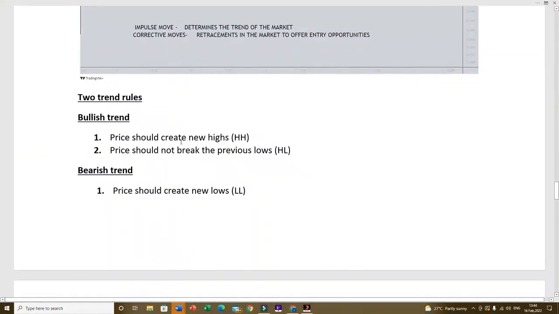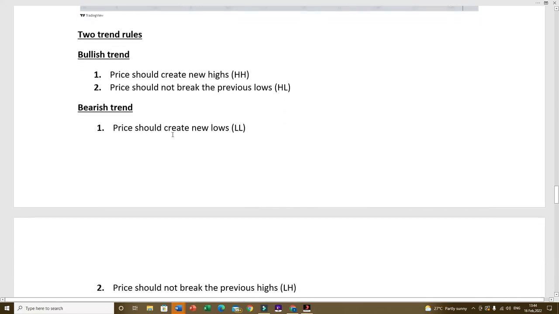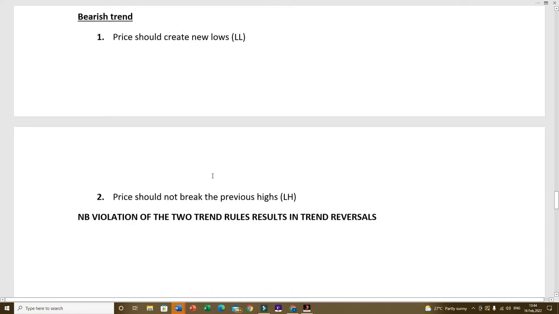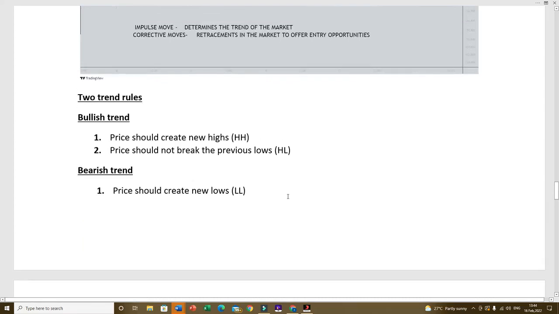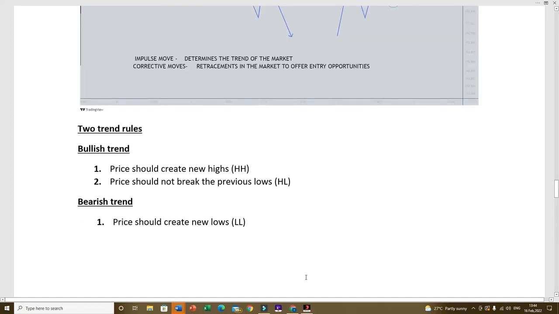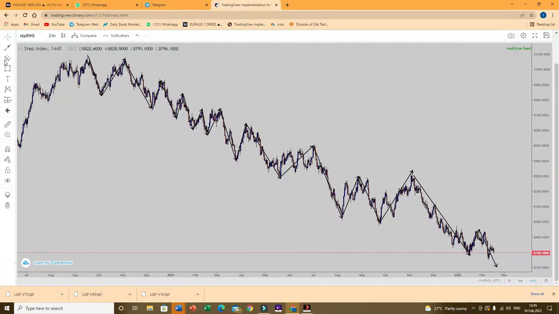Bullish trend: price should create new highs, that is higher highs. Price should not break the previous lows, that is lower lows. If it is a bearish trend, price should create new lows, lower lows. Price should not break previous highs, that is higher highs. These are just the rules that you use on establishing your waves. So when you're creating these waves, have these two rules in your mind, and you'll be able to create your waves well. So that's on our waves.